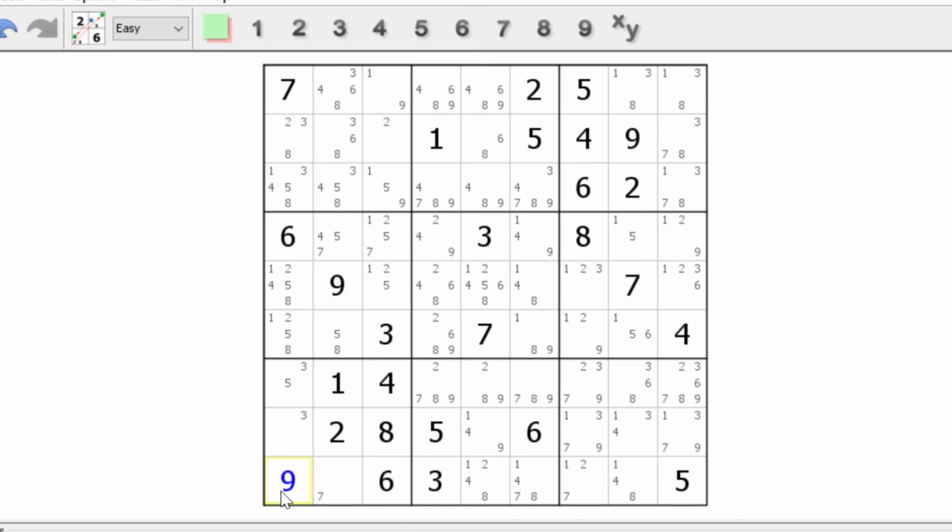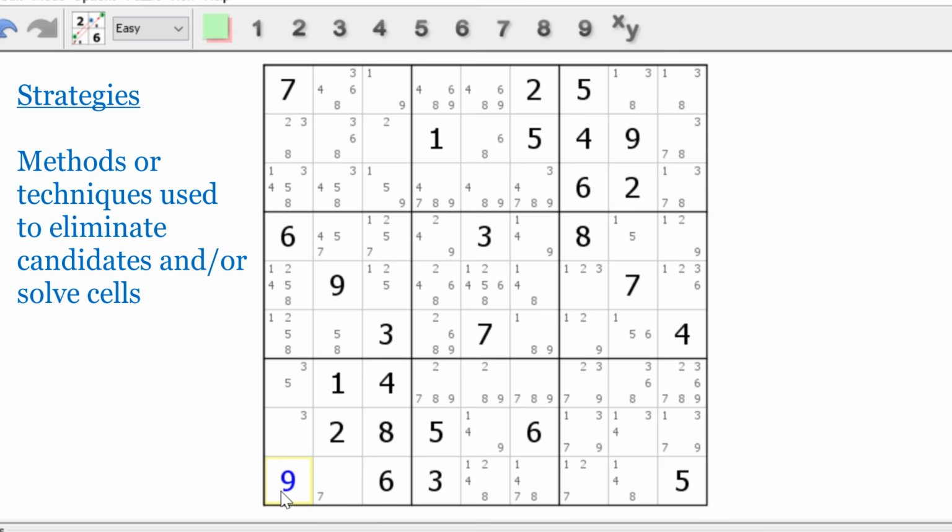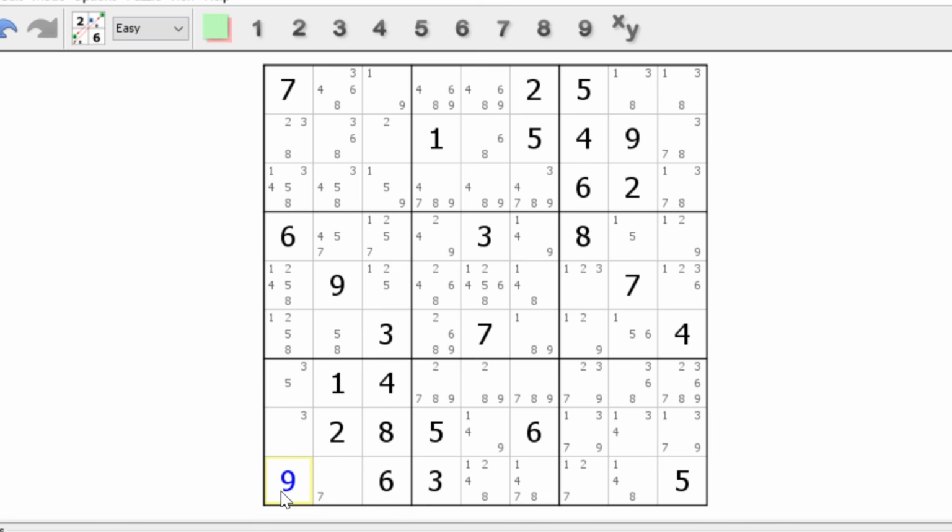And when I'm referring to strategies, they can also be called methods or techniques. But to keep it simple, I'll just use the word strategy. I hope all that makes sense. So let's dive into the strategies themselves.